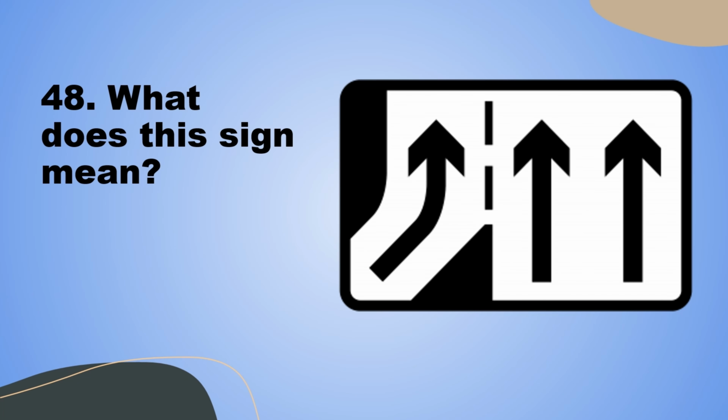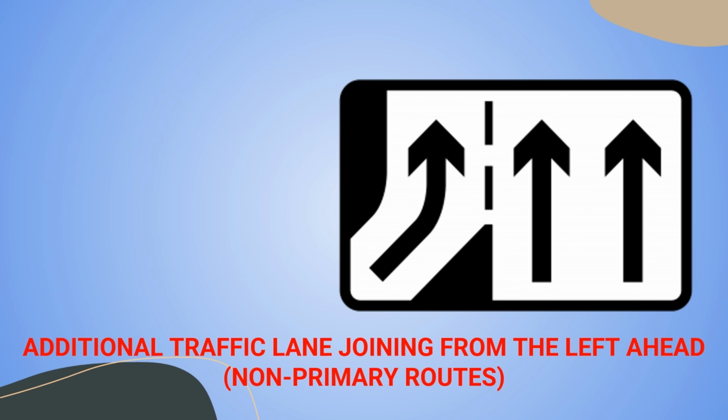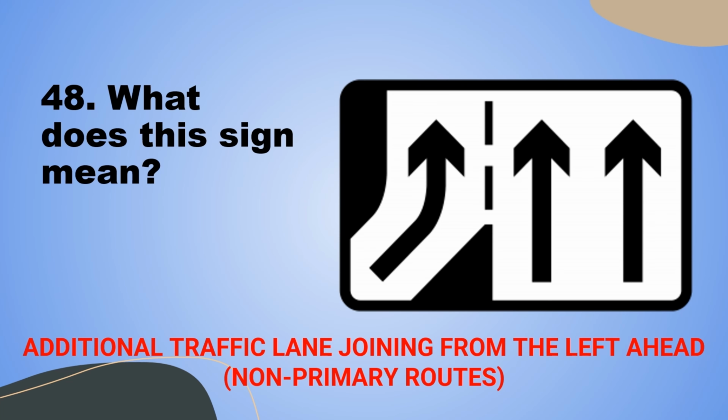What does this sign mean? Additional traffic lane joining from the left ahead, non-primary routes. And I want to ask you a question here, and you can leave me the answer in the comments below. So who has priority here? Which lane has priority? Leave me your answer in the comments, and let's move on to the next question.